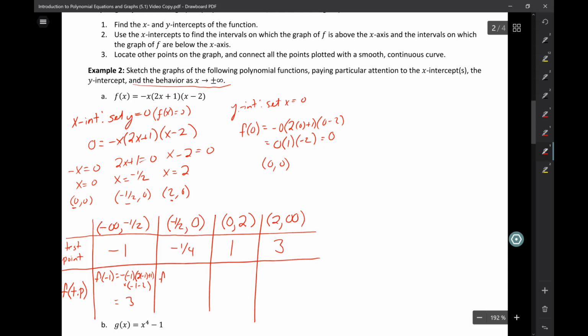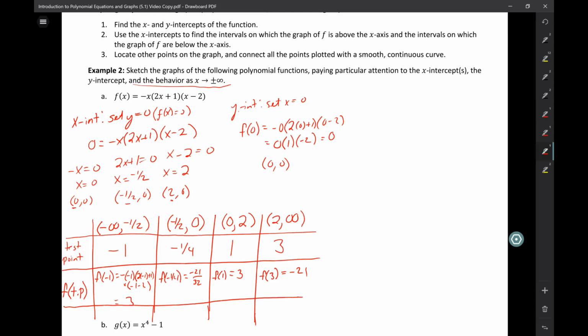And if you substitute in -1/4 everywhere you see an x here, then you're going to get -21/32. Substituting in f of 1, we get 3, and substituting f of 3, we get -21. Based on the sign of these answers, we can then determine within these intervals if the graph is going to lie above the x-axis or below the x-axis.